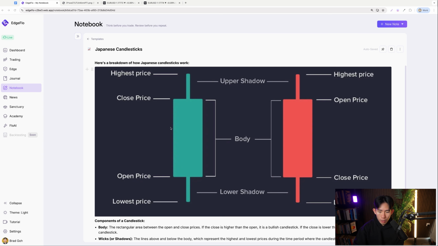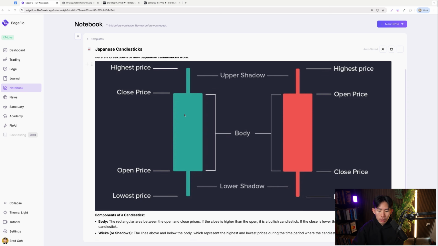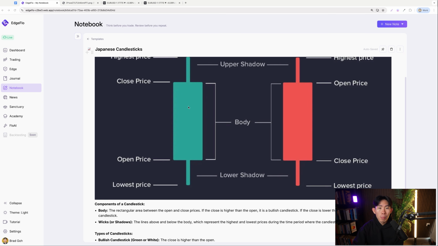So a bullish candle closed higher than it opened, which signals there's buying pressure. A bearish candle closes lower than it opened, which shows us that there is selling pressure. Now, here's an important thing to note. A bullish candle does not always mean buy. A bearish candle does not always mean sell. It just tells you who had more control during that candle.